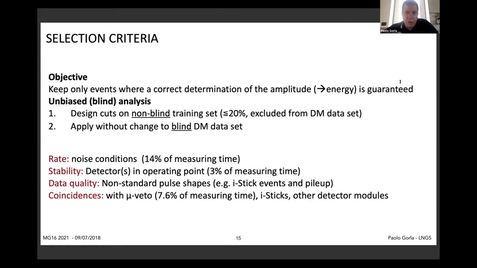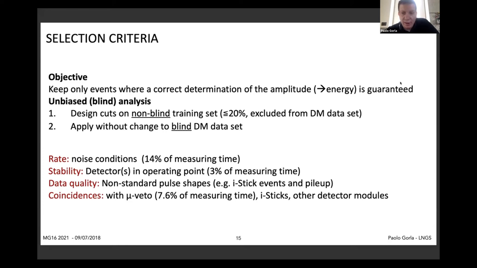So of course, once you produce these events, you have to go through all the analysis chain, and this implies the use of selection criteria. So keep only events with the correct determination of the energy. And we went through this blind analysis. So we set the cuts on our data set through what we call the training set, which is 20% of the data randomly extracted from the main set, which doesn't allow biasing on the dark matter region, and then apply the cuts to the full blind data set. And then there are the usual cuts on rate, stability, data quality, and coincidence with muon veto and other detectors.